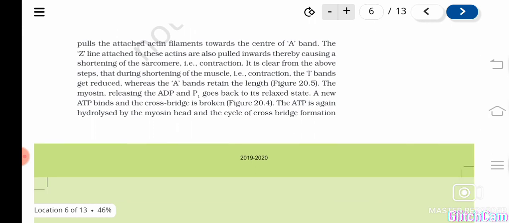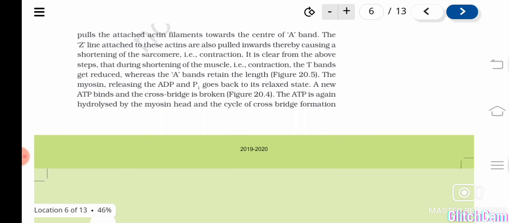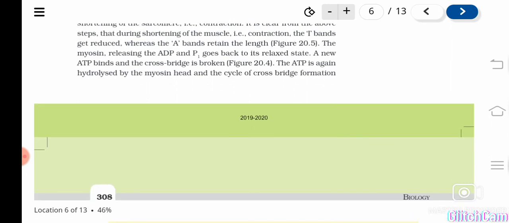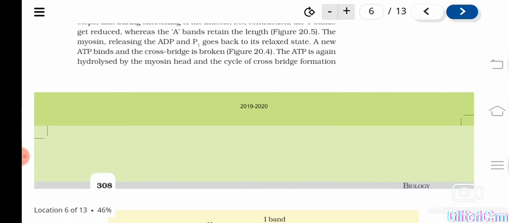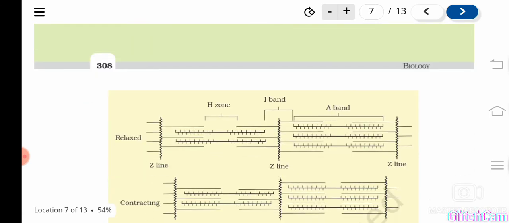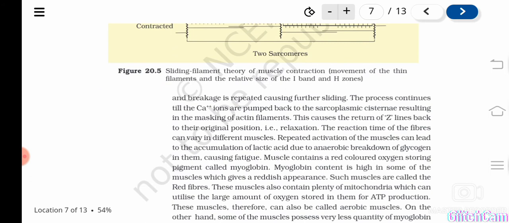And what happens to the myosin? They release ADP and inorganic phosphate, and they go back to the relaxed state. Now a new ATP will be binding to the cross bridge. ATP binds and the cross bridge will be broken. And the ATP is again hydrolyzed by the myosin head, and the cycle of cross bridge formation continues like this. And that causes what?